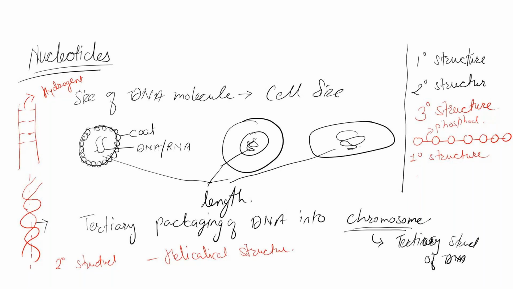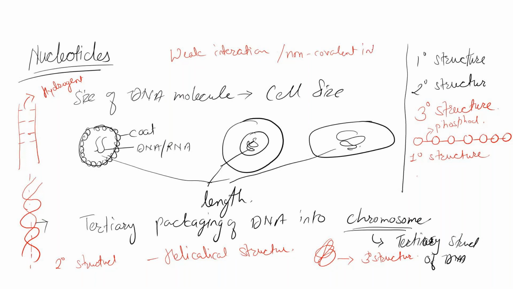Now when this helical DNA is packed with the help of proteins, as we discussed yesterday, this structure is called the tertiary structure. So primary structure mostly consists of covalent bonds. Secondary and tertiary structures involve non-covalent bonds, called weak interactions, to form the secondary or tertiary structure of any molecule, be it protein or DNA.